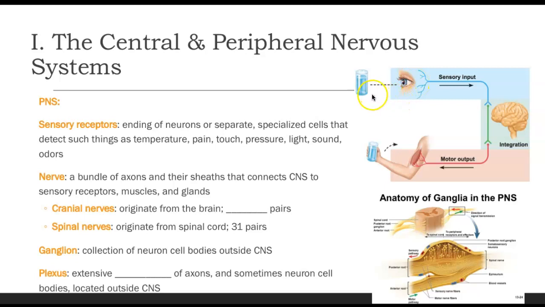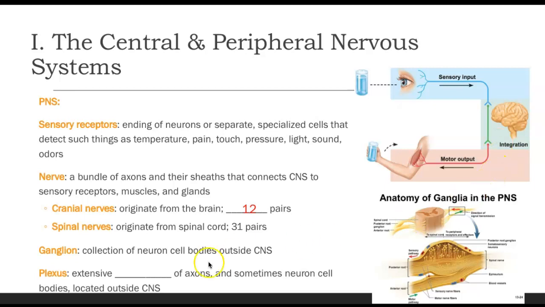And then we have nerves. And I'll just use this nerve as an example here. This is going to be a bundle of axons, and they connect the central nervous system to the sensory receptors, muscles, and glands. And in our peripheral nervous system, we have two sets of nerves. We have our cranial nerves, which just means that the nerves are coming off of the brain, and we have 12 total pairs of these. And the other nerves we have are spinal nerves, and these are going to originate from the spinal cord, and we have 31 pairs of those.